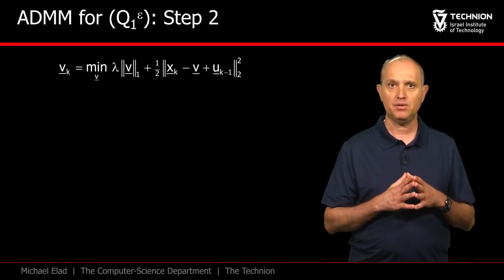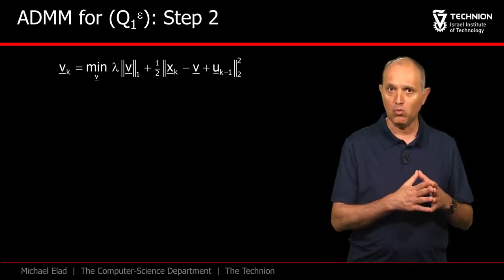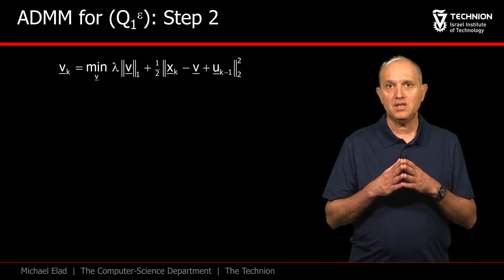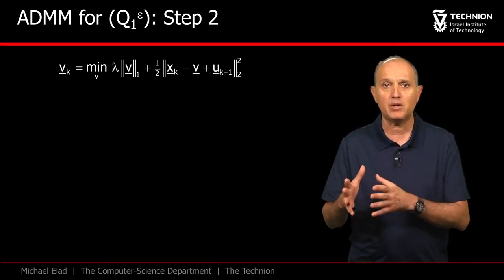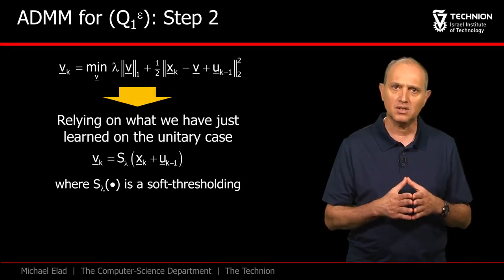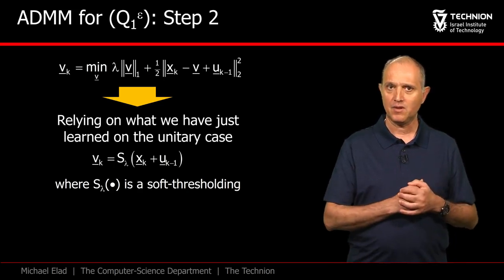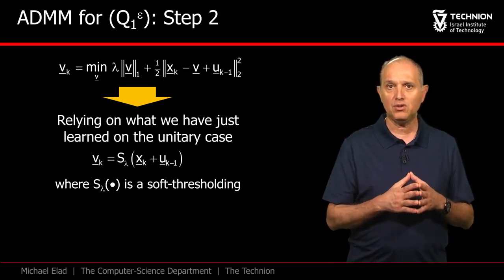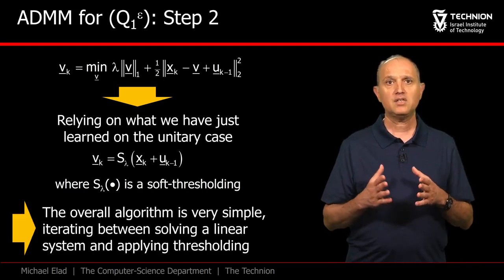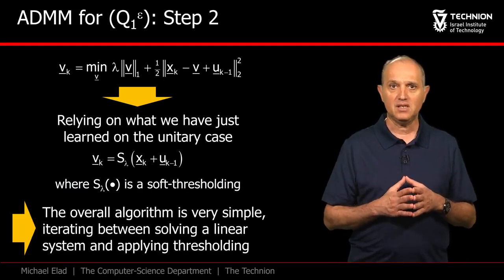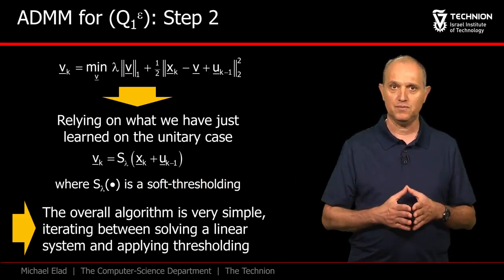Moving to the second step, it has a very simple form. We seek the shortest vector v in L1 such that it is as close as possible to a given vector, being x_k plus u_{k-1}. Come to think about it, this is exactly the case for which we developed the closed form expression. The optimal solution is a soft thresholding of the vector x_k plus u_{k-1}. Thus, the overall algorithm is very easy, jumping between a linear system of equations and a near-trivial shrinkage.